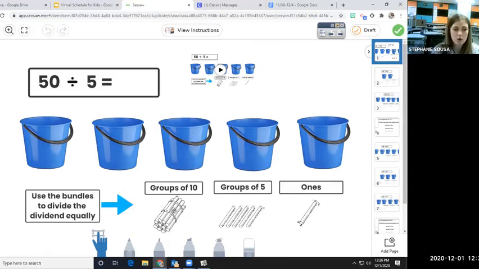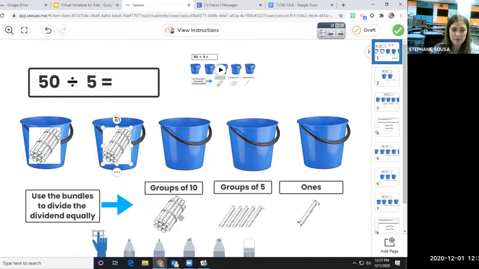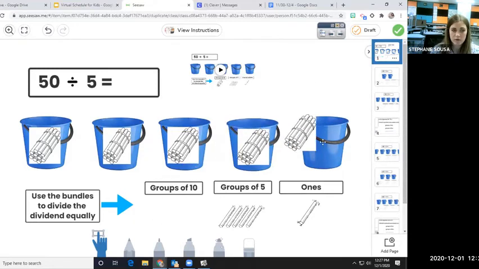Let's try it. With me, go ahead and grab a group of 10 and put it in the first bucket. That's 10. Let's put one in the second bucket. That's 20. Third bucket, that's 30. Fourth bucket, that's 40. Fifth bucket, that's 50.